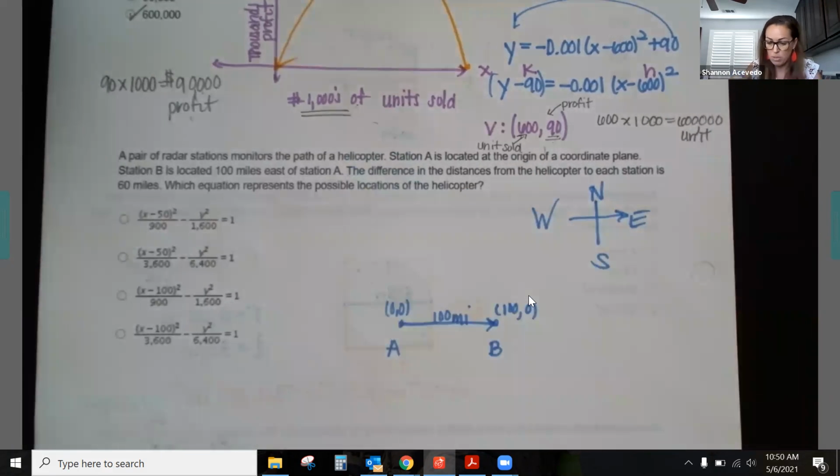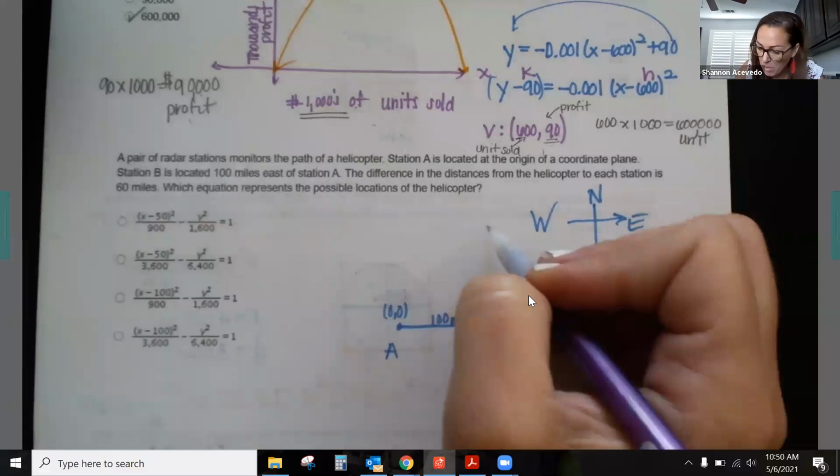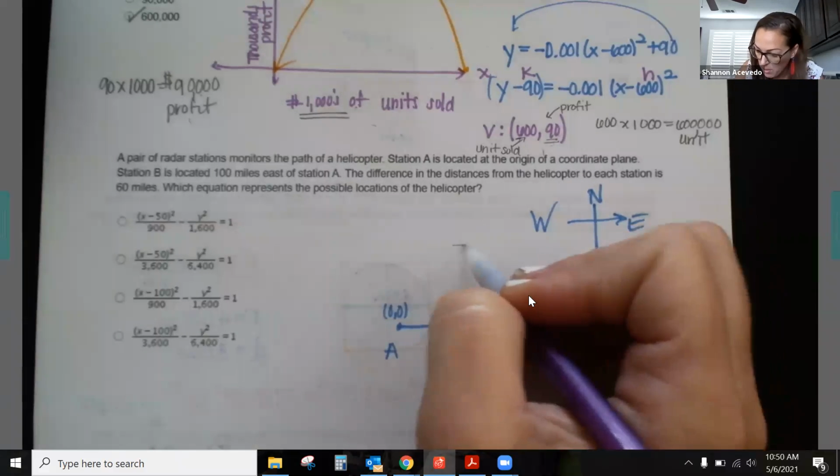So we have some helicopter. Let me just try to draw a helicopter.